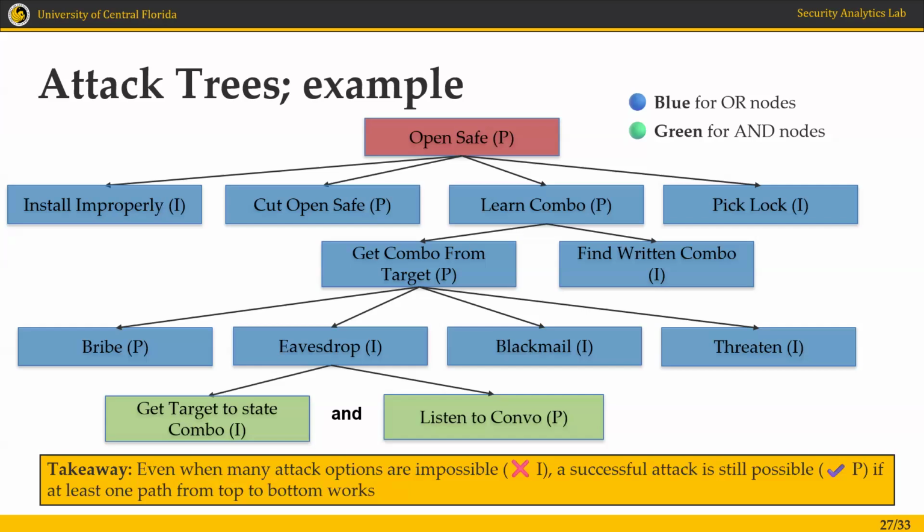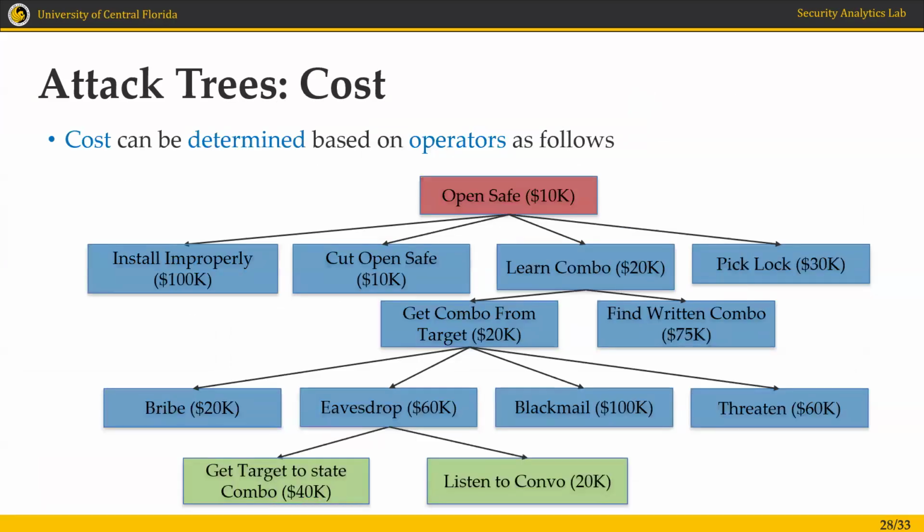So even if many attacks are impossible, successful attacks are still possible if we can find at least one path from the top to the bottom that could work. Now, cost can also be associated with each attack objective, and that could give us an idea of how many assets, or when it comes to financial, how much can be lost if certain attacks are exploited or achieved. And the same idea here, if it goes to the bottom, each step costs us more, meaning that we have to do a lot to make the system stronger.